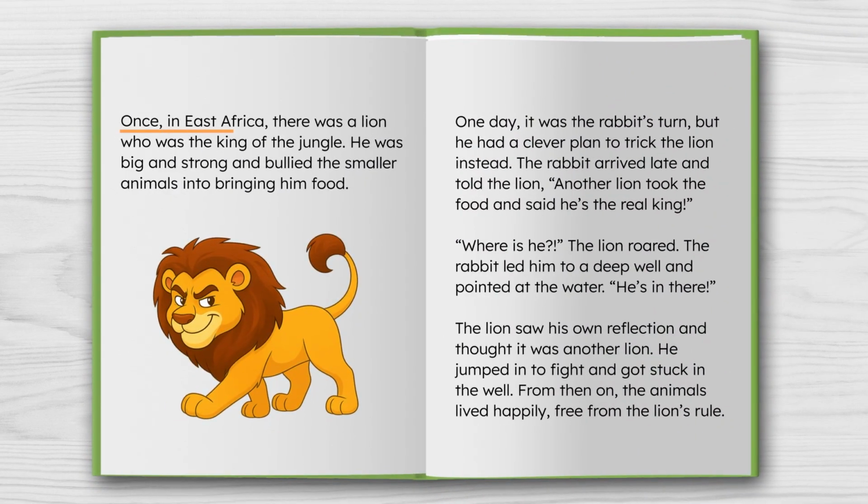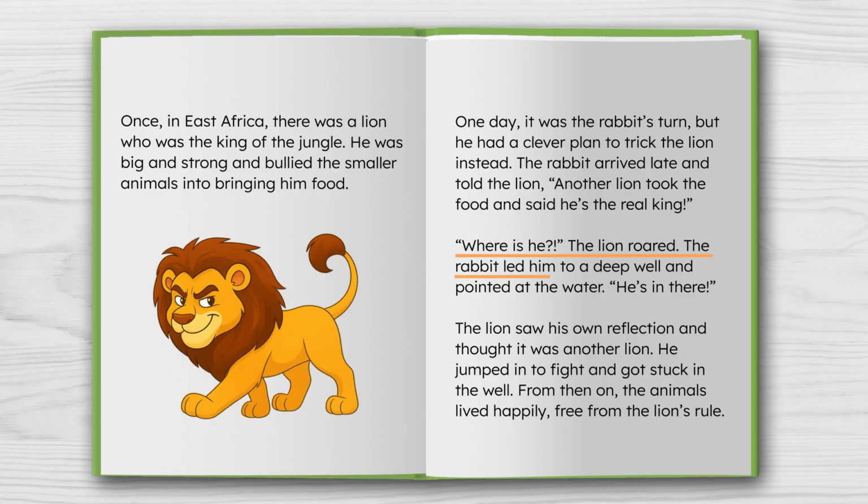Once, in East Africa, there was a lion who was the king of the jungle. He was big and strong and bullied the smaller animals into bringing him food. One day, it was the rabbit's turn, but he had a clever plan to trick the lion instead. The rabbit arrived late and told the lion, "Another lion took the food and said he's the real king." "Where is he?" the lion roared.